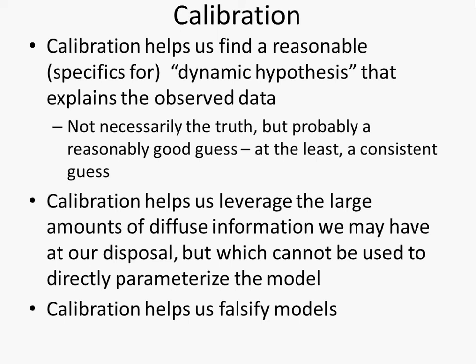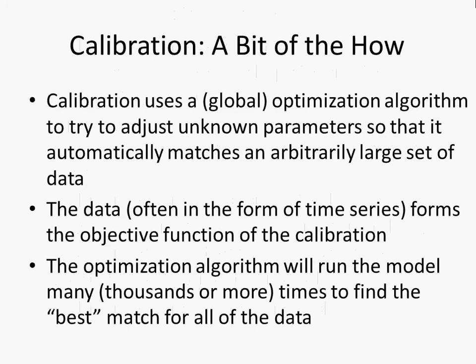Does that make sense to people? Sometimes, if you're missing structure in a model, the parameter values that come out of calibration may be off. At the same time, calibration helps us leverage a large amount of diffuse information that we often have at our disposal, and which can't be used to directly parameterize the model. And it helps us falsify models. It's a step towards it. It's imperfect, but it's often a key ally in trying to falsify hypotheses.